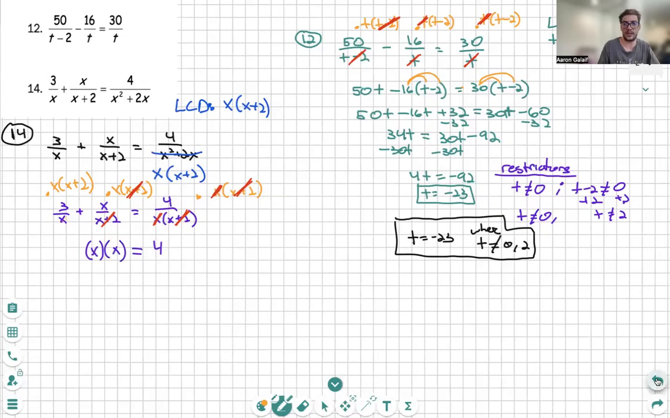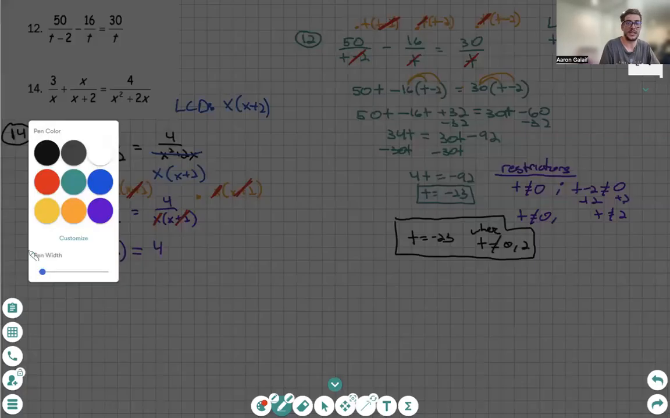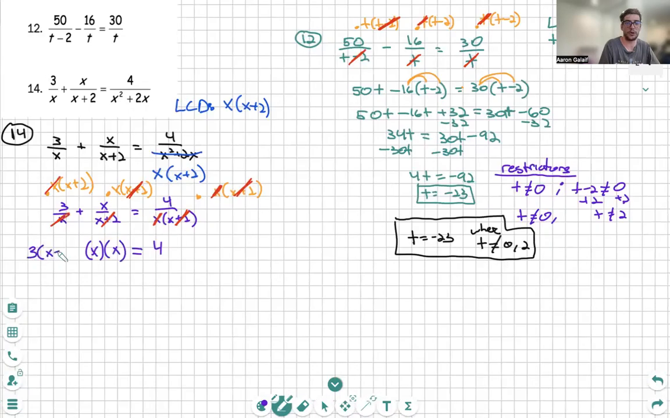Cancel. Oh, that's not red. Let's try that again. Cancel the X's. What do we see? We see a 3 from the numerator multiplied by the least common denominator remaining, plus we have our equation. There are no more complications. We are doing algebra. Distribute your 3. Multiply the X's. And look, we're going to have a quadratic, which means we're most likely going to have to factor now.